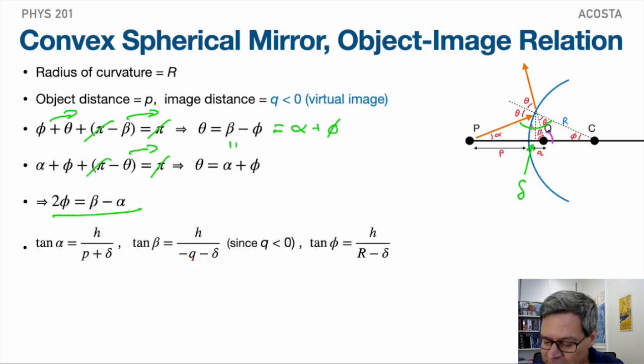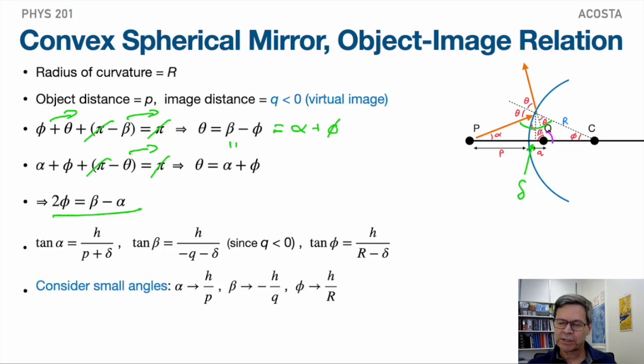And then finally for phi, tangent of phi is going to be the height h, and since that's the angle measured with respect to the center of curvature of this spherical mirror, the total radius r is the distance to the surface, and if I subtract that little amount delta, that's what the tangent of phi is. It's the height over r minus delta.